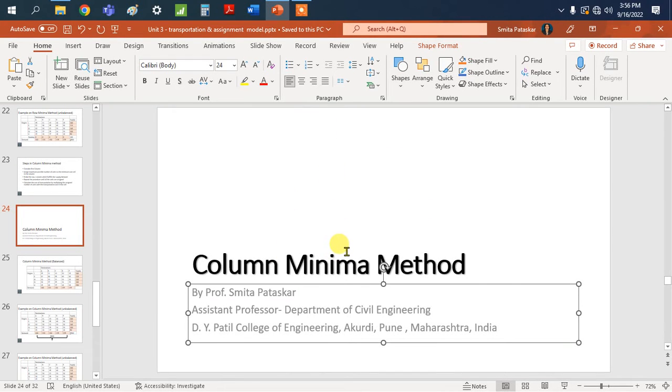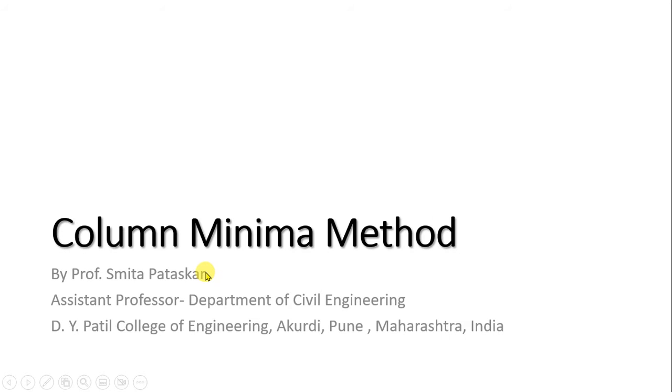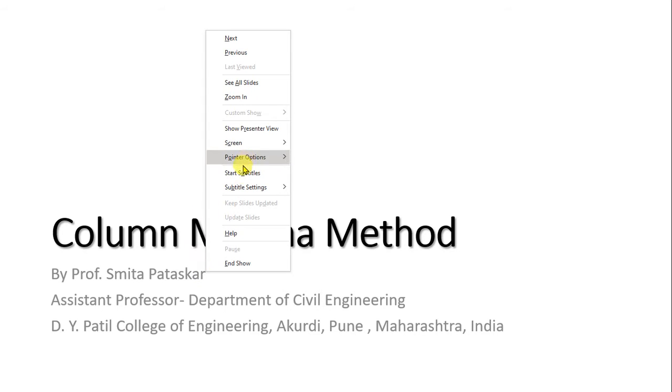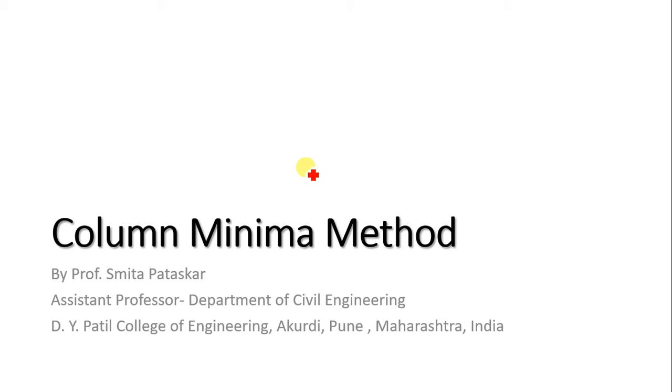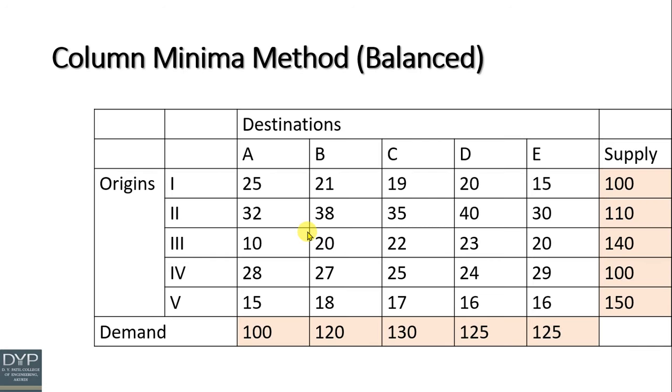Okay, hello students. Now we are going to solve the transportation model with another method, which is called the column minima method. This method is similar to the row minima method, where we selected the minimum cost cell from each row. Similar to that, we are going to allocate the number of units to the minimum cost cell of each column. So now let us start again with the same example.